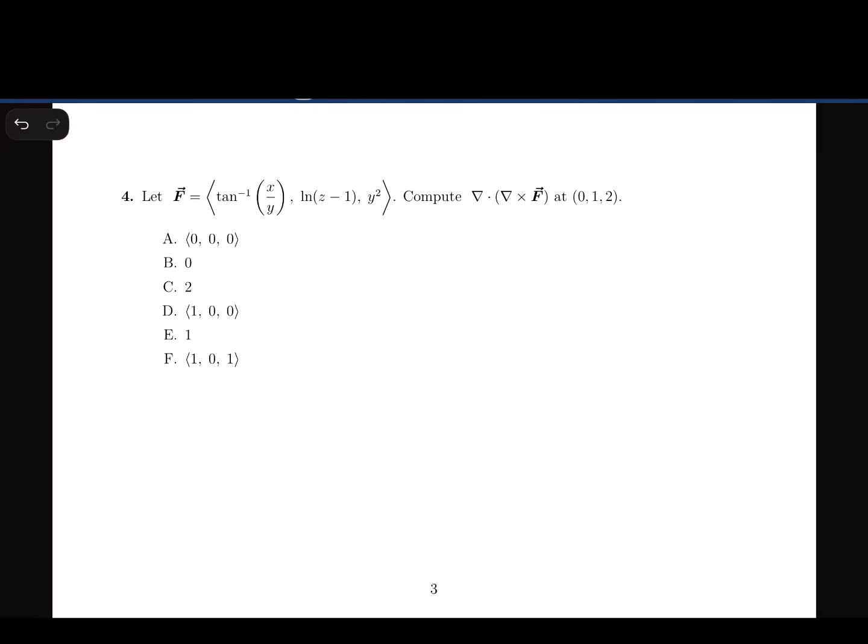Now you might look at this question and you think to yourself, what the heck is going on? But allow me to remind you of a few properties, correct? When you have the gradient crossed with f, we call that the curl. When you have the gradient dotted with f, we call that the divergence. I'll just write it as div. This is a trick question designed to reward you if you understand your divergence curl properties.